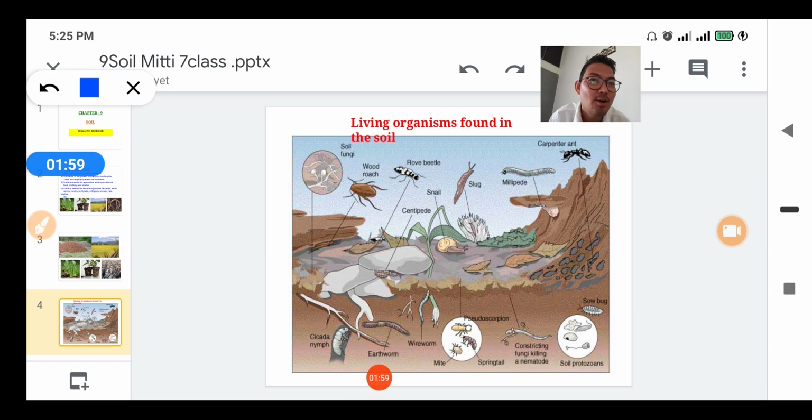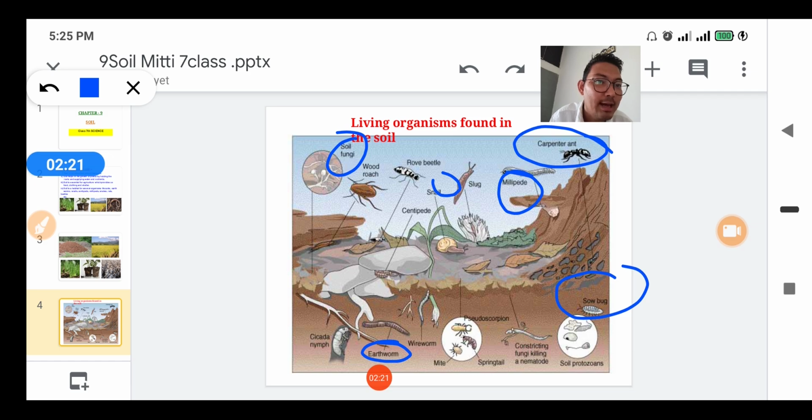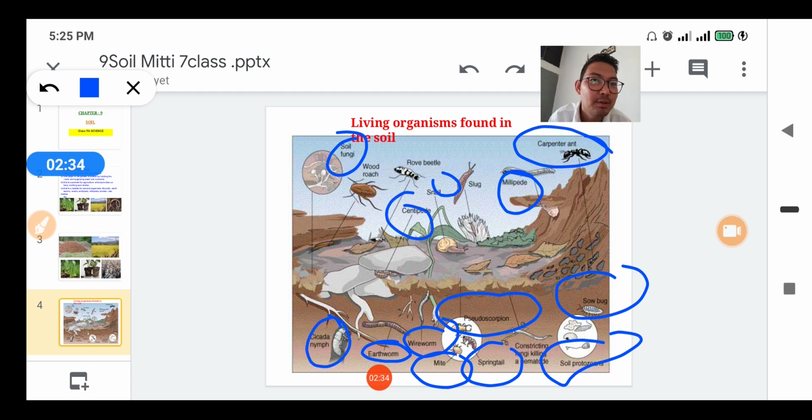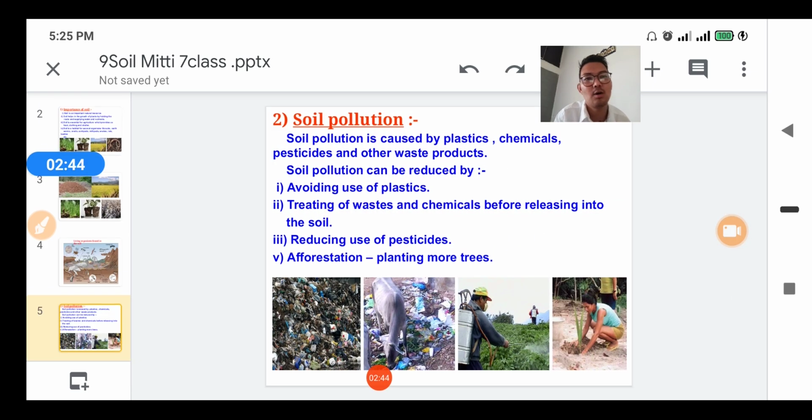You must be aware of snail, millipede, ant, and earthworm, and you are also aware of soil fungi, but there are certain new organisms like bug, soil protozoa, springtail, pseudoscorpion, mite, wireworm, cicada nymph, centipede, rove beetle, wood roach and slug, etc. So it's just for your knowledge, and now we'll discuss soil pollution.